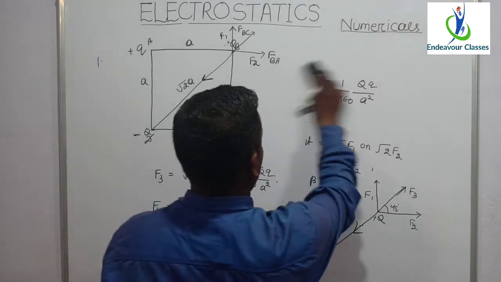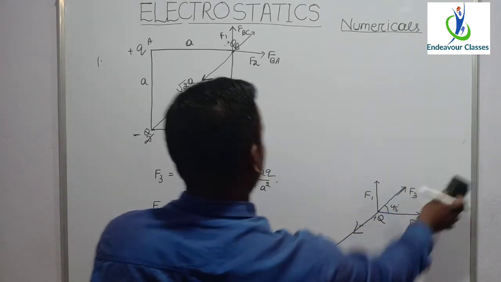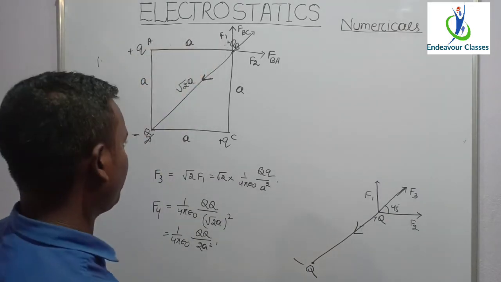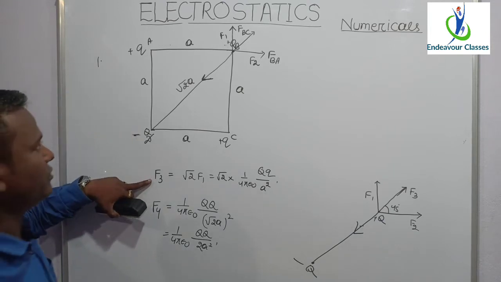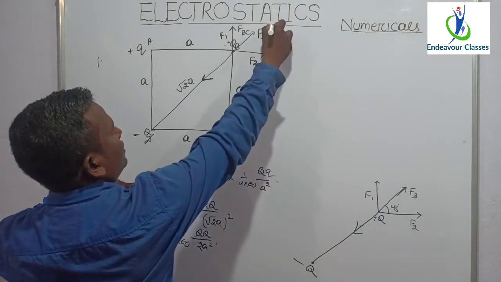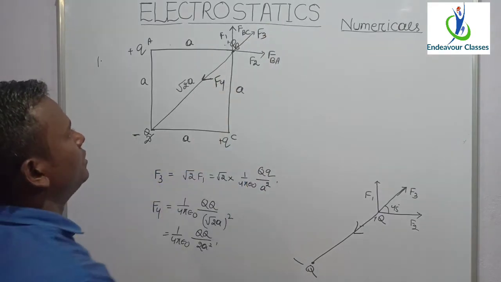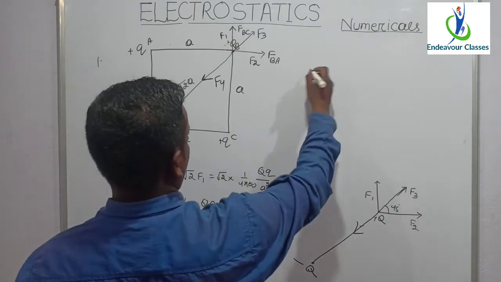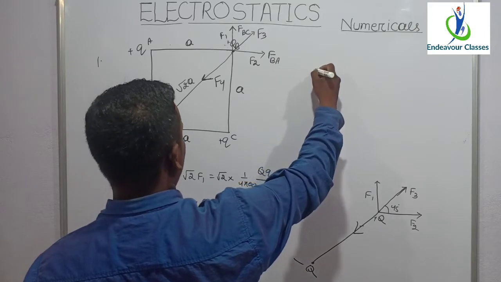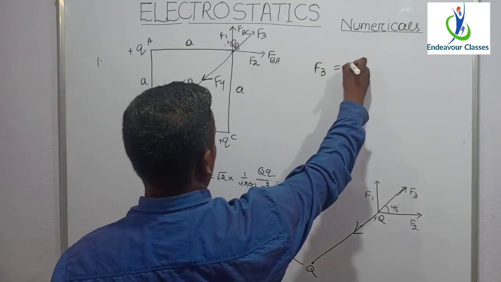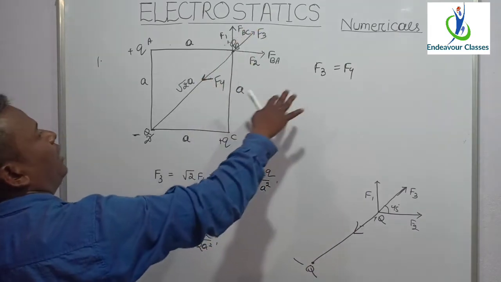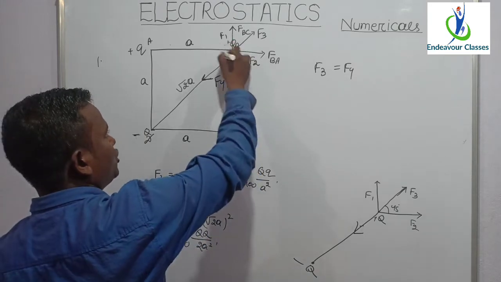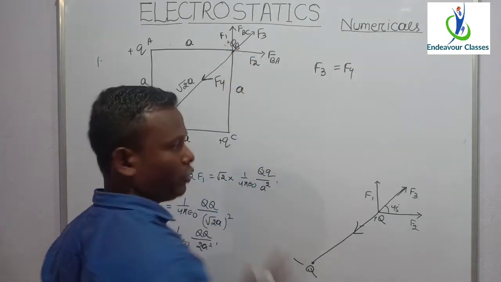Now the charge plus q will be under equilibrium only when these two forces are balanced. This F3 is going along this direction and this is F4, so F3 is the resultant of F1 and F2, as we have found out. So the q will be under equilibrium only when F3 is equal to F4, because they are opposite in direction, and when they have equal magnitude, then only they will cancel each other. So in order to have a resultant 0 at plus q, F3 must be equal to F4.